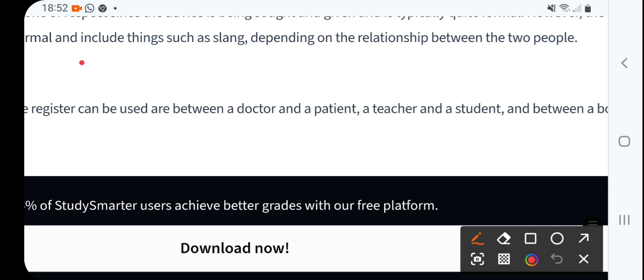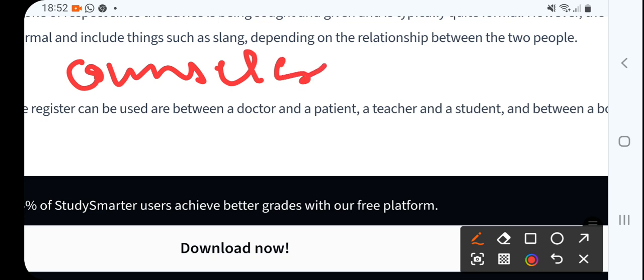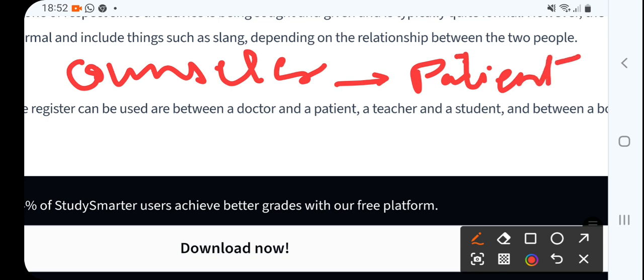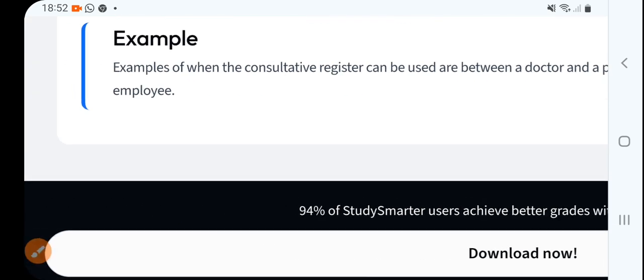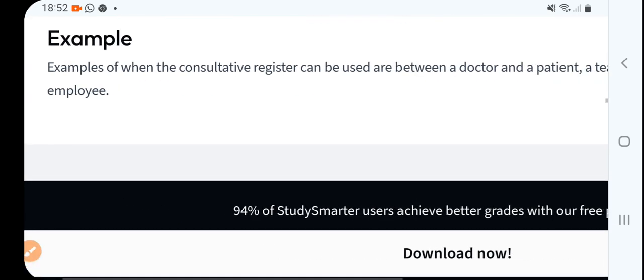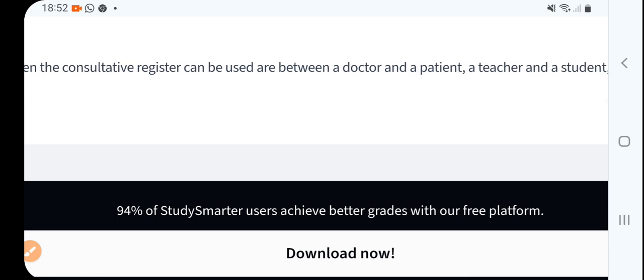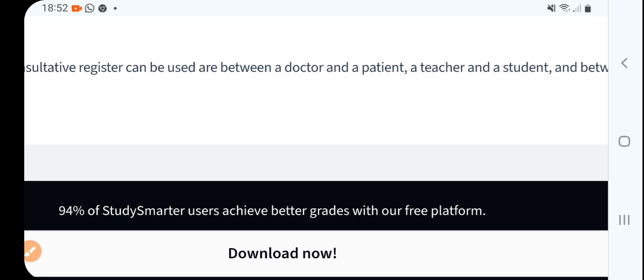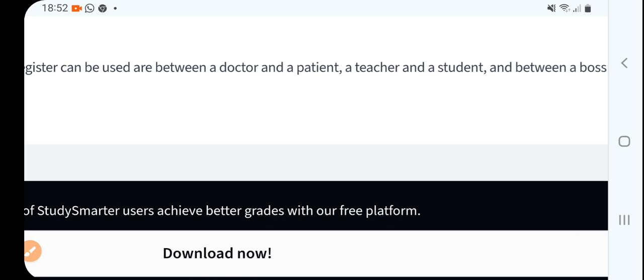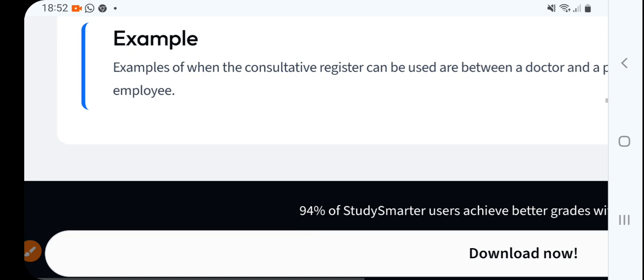Suppose I have to take counseling. If I went to a counselor, right? Counselor and patient. So that is also a relationship between counselor and patient. Here I may use some slang, some informal language, right? Now examples of when the consultative register can be used are between a doctor and patient. I gave you the example of counselor and patient, then a teacher and student, then between a boss and an employee.